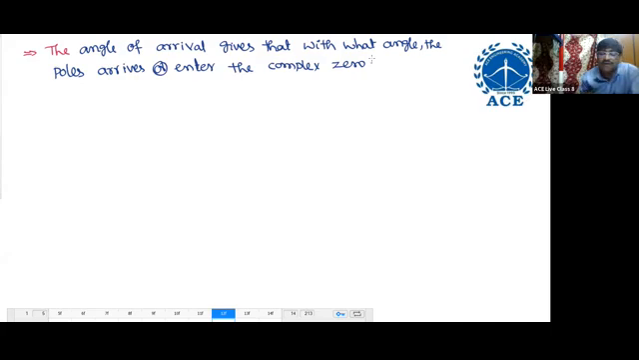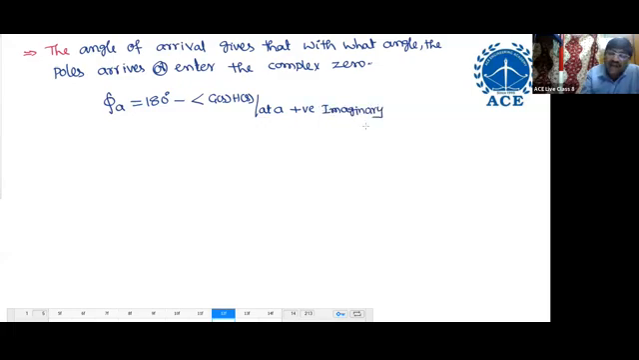The pole arrives, terminates, enter the complex zero, or end at complex zero. So what is the formula for angle of arrival? Phi A equal to 180 minus angle of G(S)H(S) at a positive imaginary complex pole, complex zero. We can calculate at a negative imaginary also, but positive imaginary is easy. At a positive imaginary complex zero.